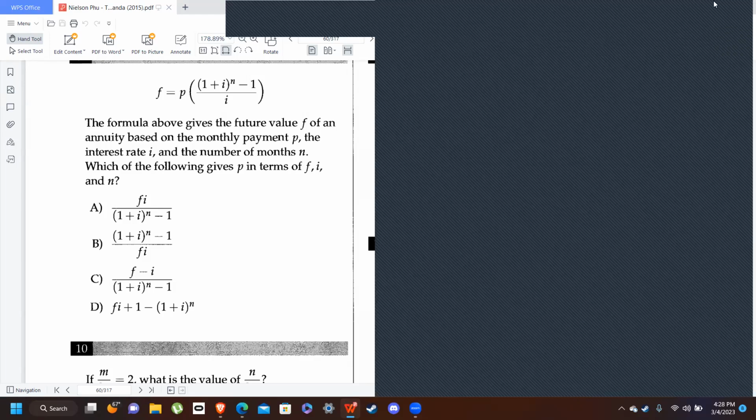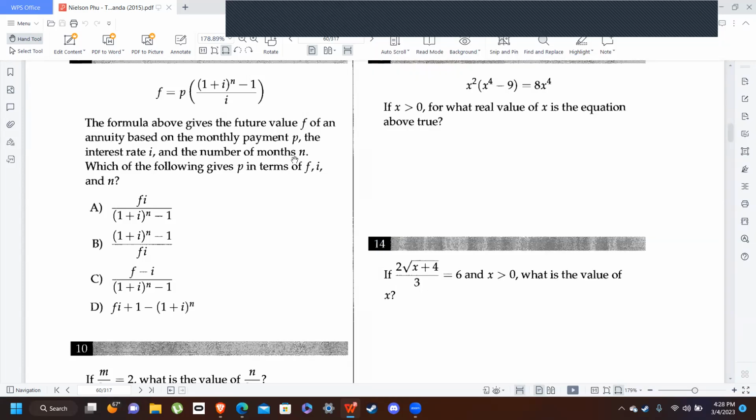You said A? You have to tell me how you got A, if you're going to say A. How would you get rid of the S then? What I would do is divide both sides by the numbers that are in the brackets. Then I would use the reciprocal, which will give me P is equal to F over 1 times I over 1 plus I to the power n minus 1. Then I would multiply. The answer would be A. Okay. Anyone else?